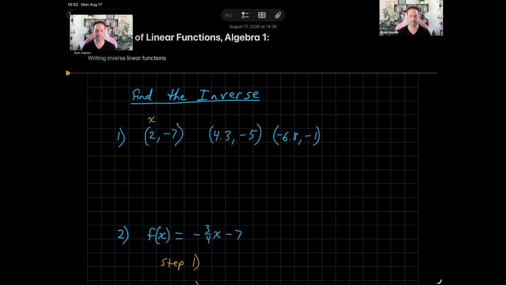So this is x, comma, y. So our answer is just going to be -7, comma 2, -5, comma 4.3, and then -1, comma -6.8. So anytime that you get a set of points, right, or a relation, or maybe a table that has points in it, all you have to do is switch the x and y, and then they might ask you to graph the inverse, right, and so then you would just plot the new points. Alright, let's go to the next example.